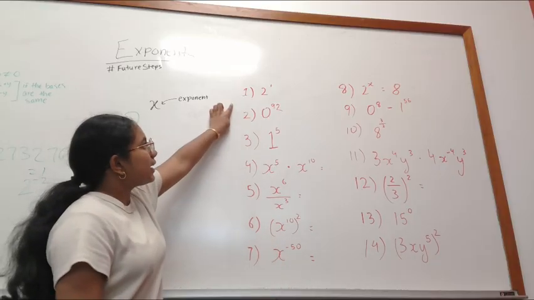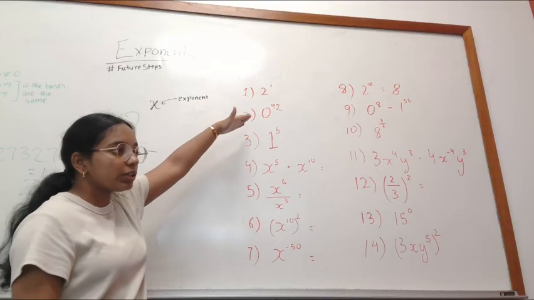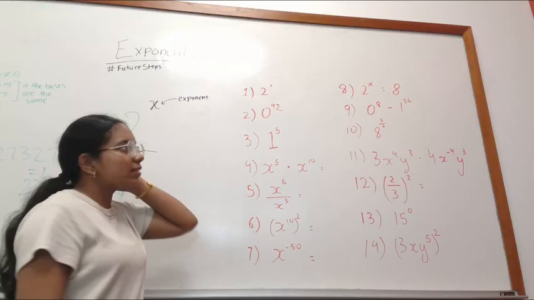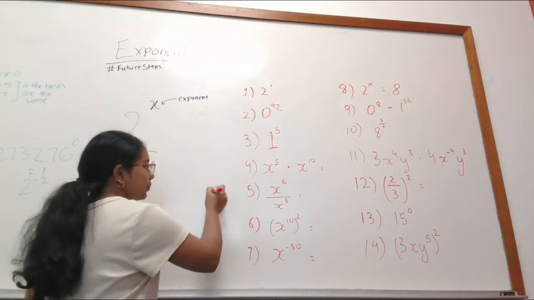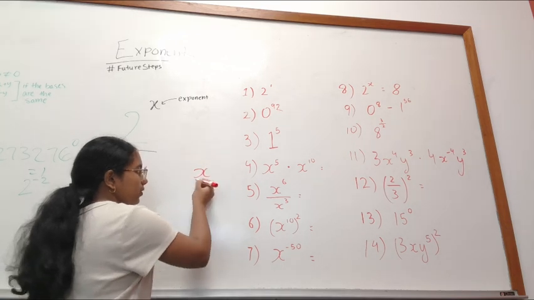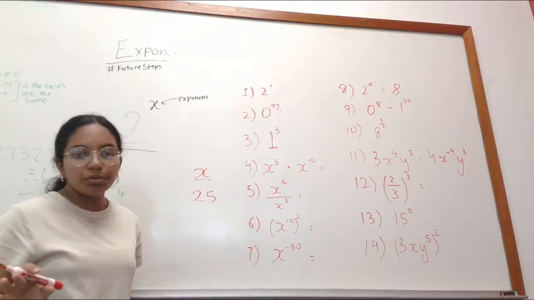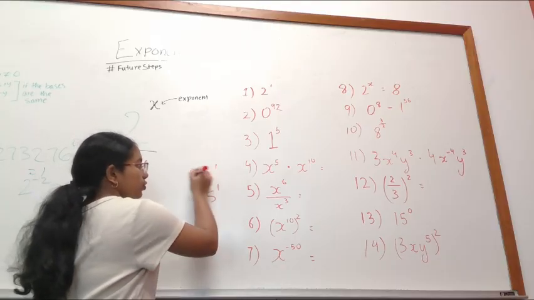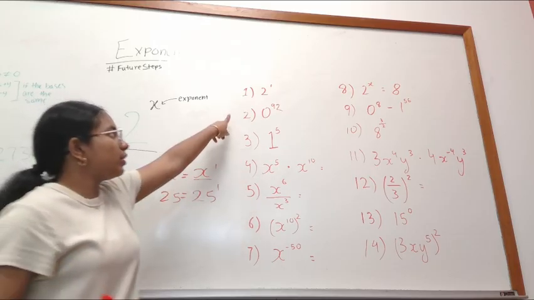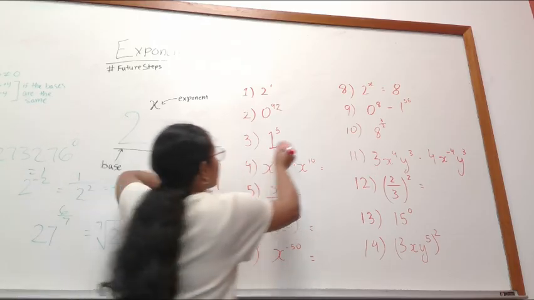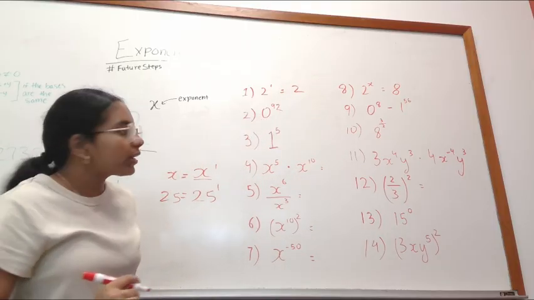So the first question is 2 to the power of 1. And you know that anything to the power of 1 is going to be the number itself. That's basically the rule. Any number, it can be x, or a random number, or the biggest number you've ever known, but anything to the power of 1 is just going to be itself. In this case, it will just be 2.